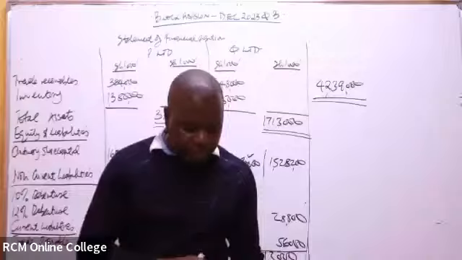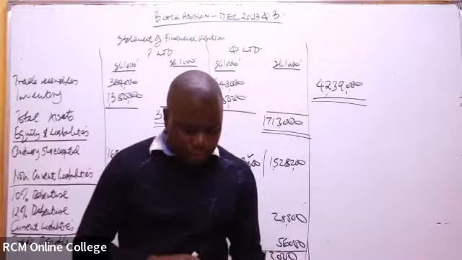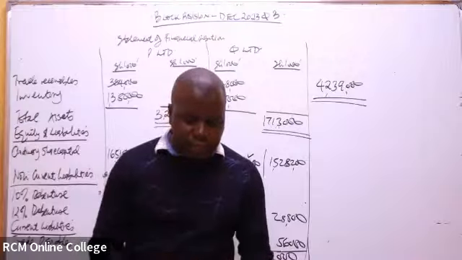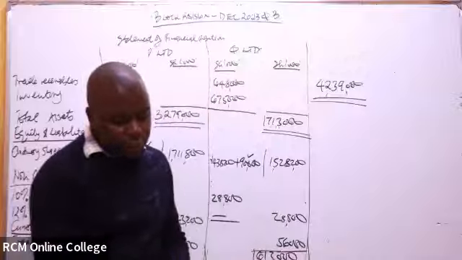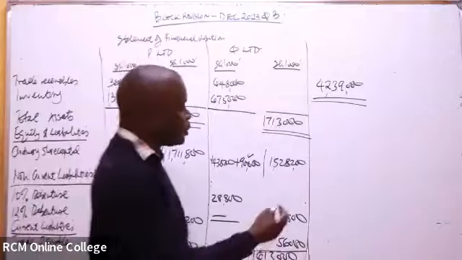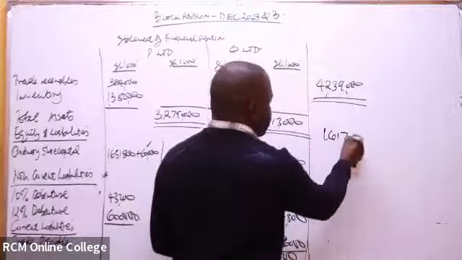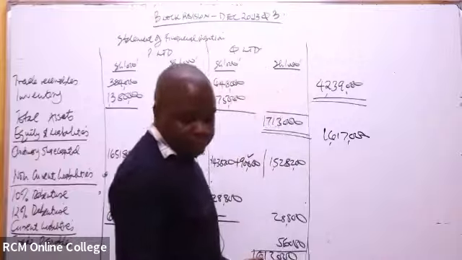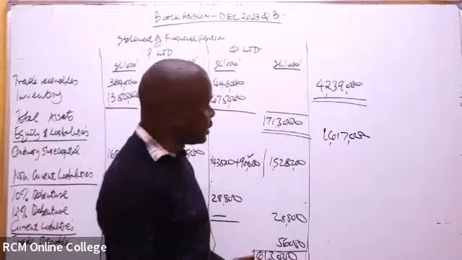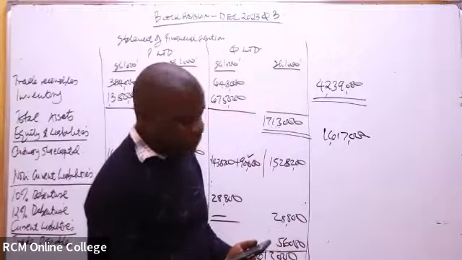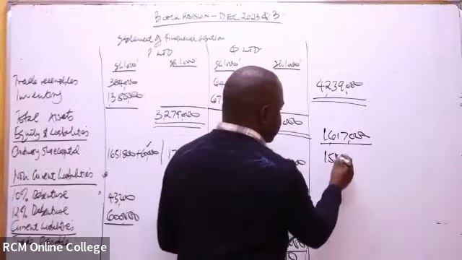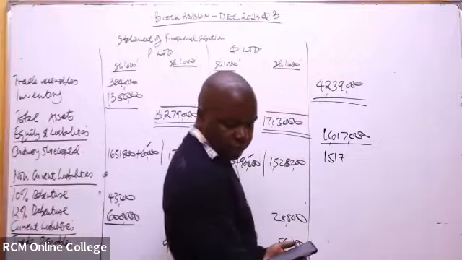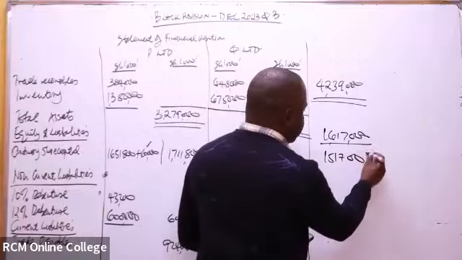It is 537,000 plus 924,000 plus 56,000. If you add, you get 1517. You can see the last figure there for the total current liabilities is 1617,000. But ideally, when you add 537, 924, and 56, you get 1517,000. So there's a difference of 100 there.